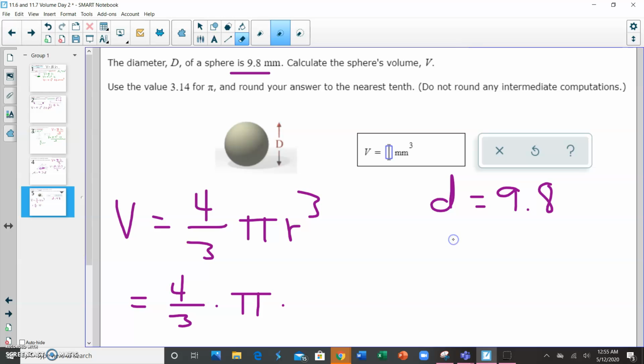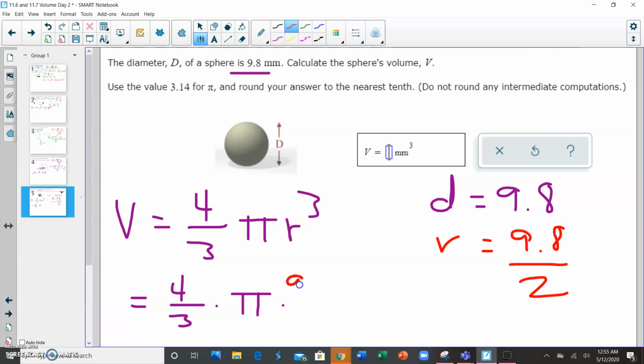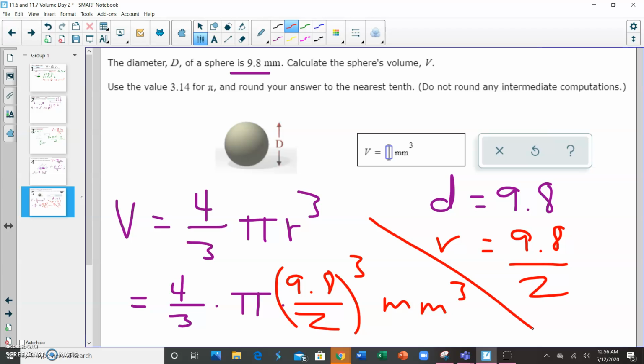So your radius is going to be equal to 9.8 divided by 2. So that's 9.8 divided by 2, and that whole thing is cubed. And that is going to be millimeters cubed. Okay? All right, so it's 4/3 times pi times r cubed. They say to use 3.14. They say to round to the nearest tenth. So it's 4/3 times pi times 9.8 divided by 2, and that whole thing is going to be cubed. And then your answer is millimeters cubed.